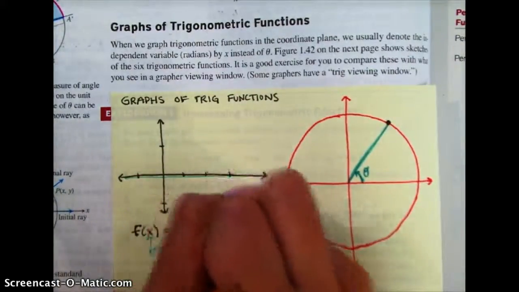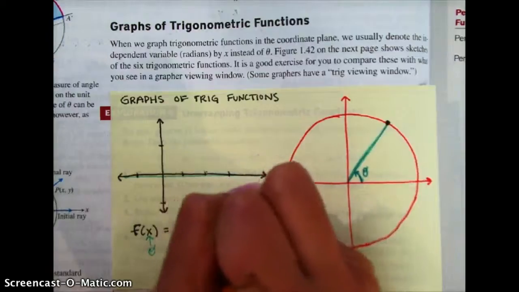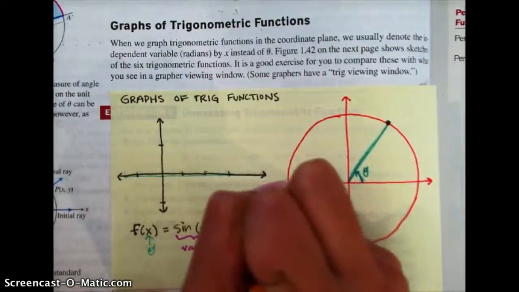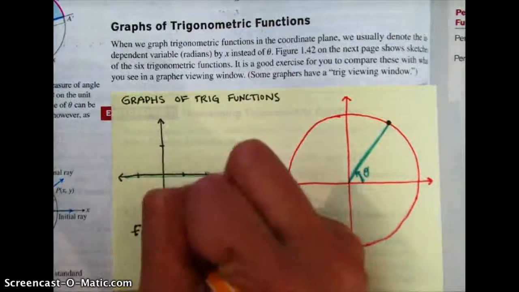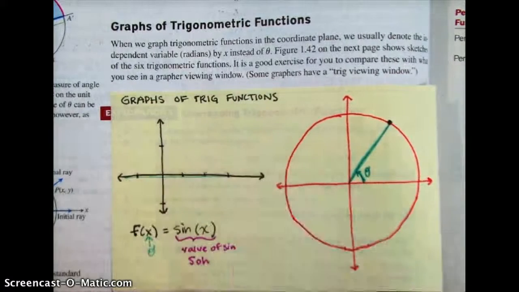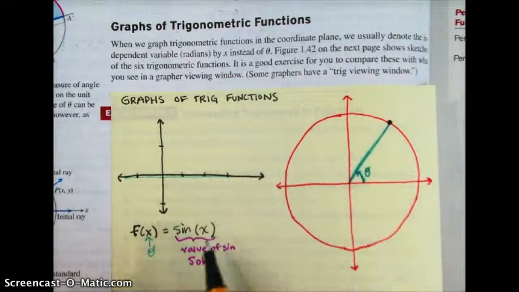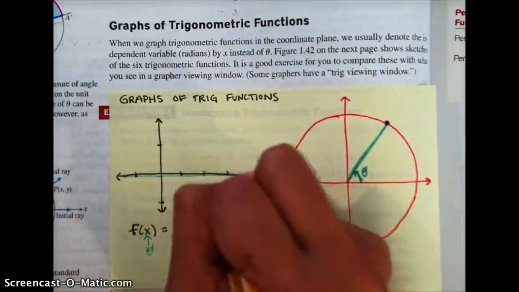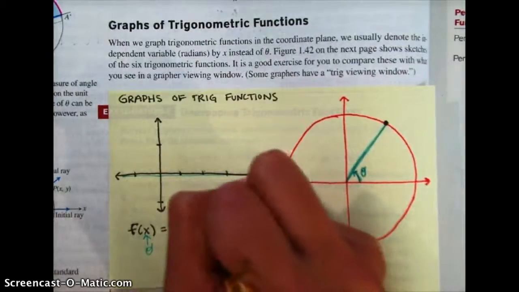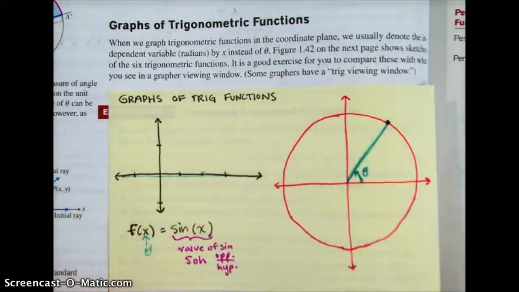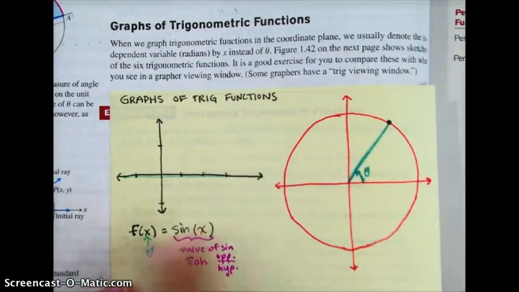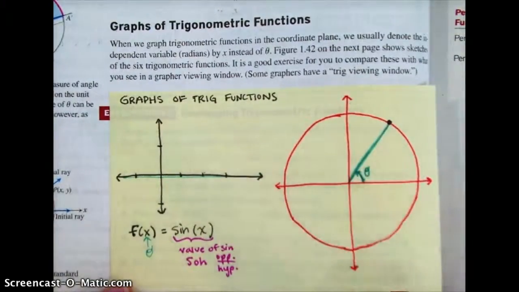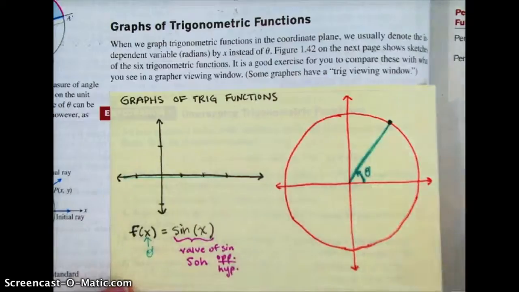Now, way back when you first learned about sine in geometry, you probably remember SOHCAHTOA. In other words, sine of x is opposite over hypotenuse. That was just kind of the definition. So the input is an angle measurement, and the output is this weird ratio. We can get that weird ratio from the unit circle.